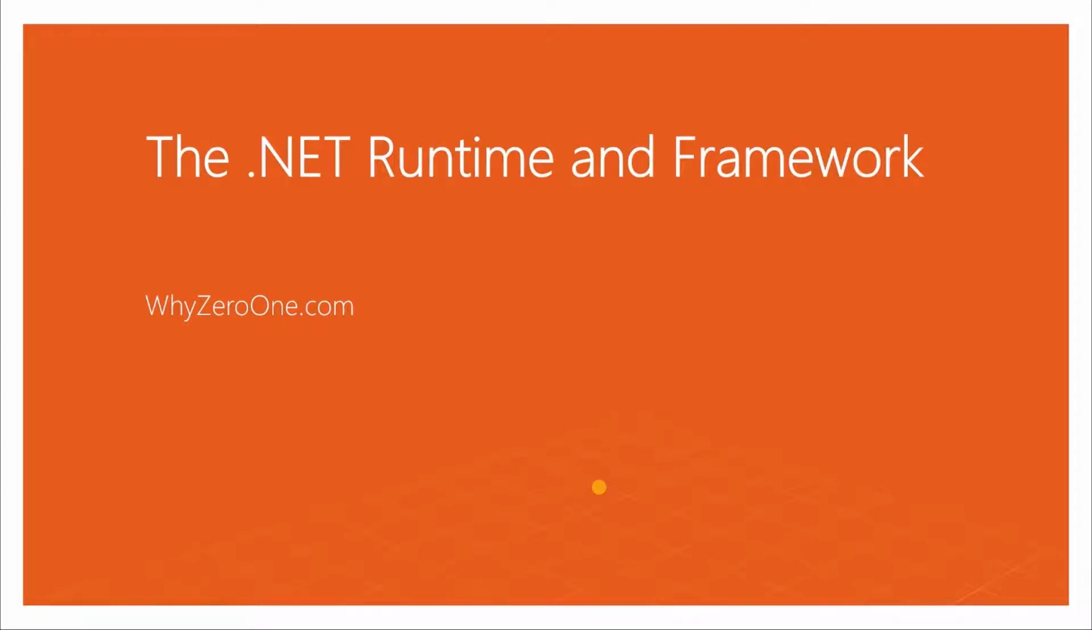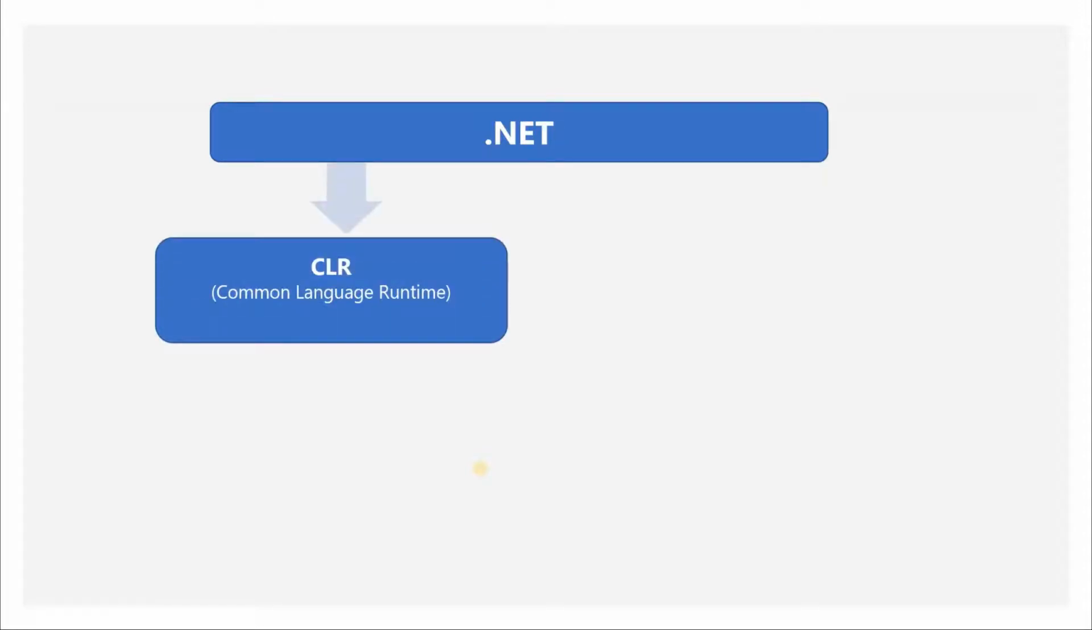Today we are going to look into .NET runtime and framework. As we know, .NET is a framework using which we can compile our program and run the same. So basically .NET consists of two major parts, which is CLR, Common Language Runtime.